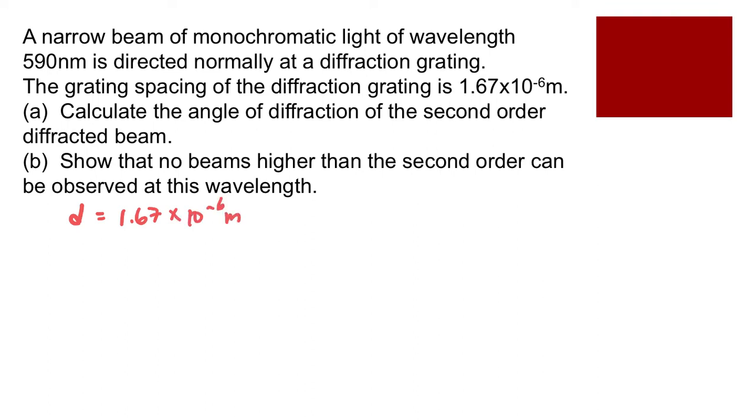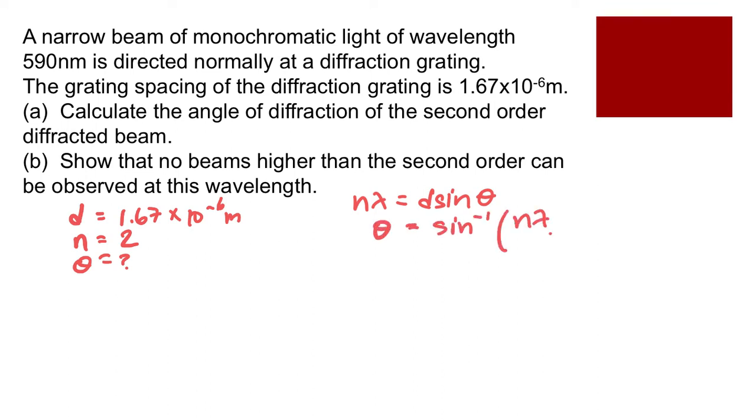And we want the angle of diffraction for the second order of the diffraction beam. So in this case, n will equal 2. We're looking for theta. So let's start with our equation. I'll rearrange for theta. Don't forget, if you want your answer in degrees, then you better have your calculator in degrees. Especially in this unit where you flip back and forth between radians and degrees. I have mine in degrees. And I get 45 degrees.